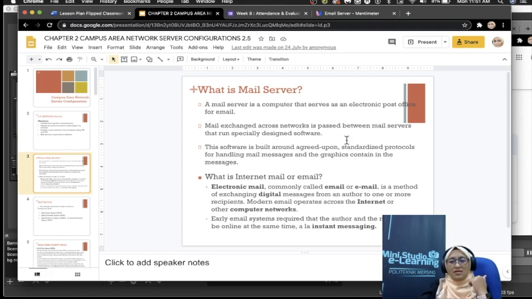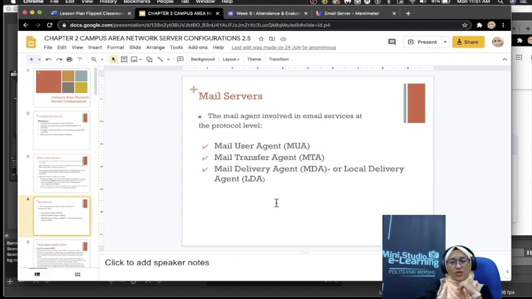Early email systems required that the author and the recipient both be online at the same time. We also call this instant messaging. So we have some protocol levels inside the email agents.